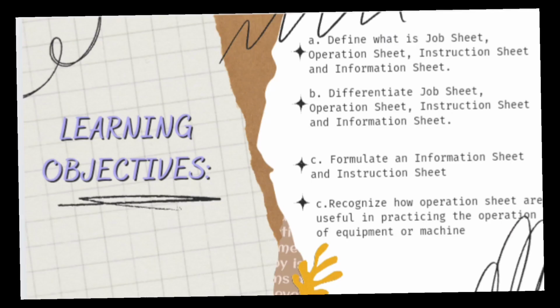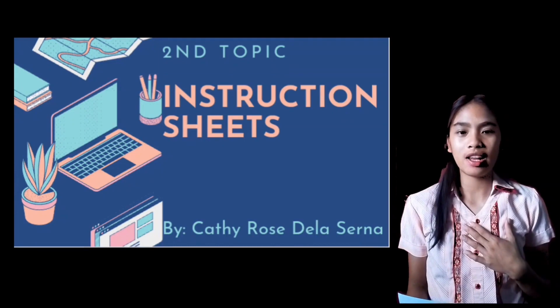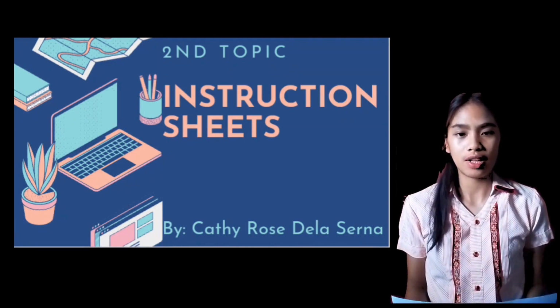Before we discuss our topic, let us first tackle the learning objectives. So we will be able to define what is job sheet, operation sheet, instruction sheet, and information sheet. Also, we will be able to differentiate job sheet, operation sheet, instruction sheet, and information sheet. Third, formulate an information sheet and instruction sheet. And last, we will be able to recognize how operation sheet are useful in practicing the operation of equipment or machine. And now, I am Catherine Dalsarna and I am going to report the instruction sheets.